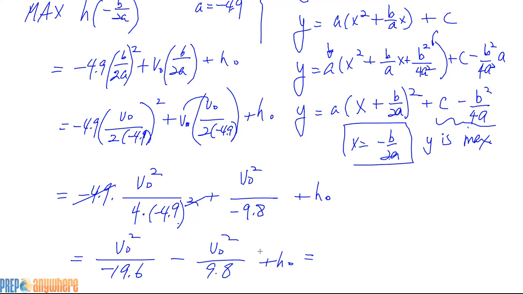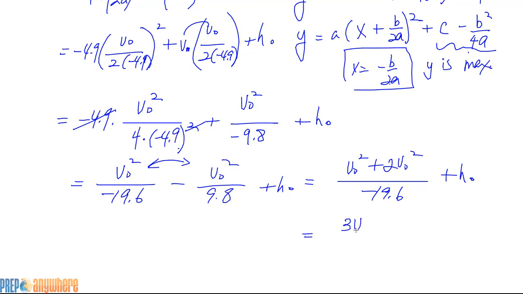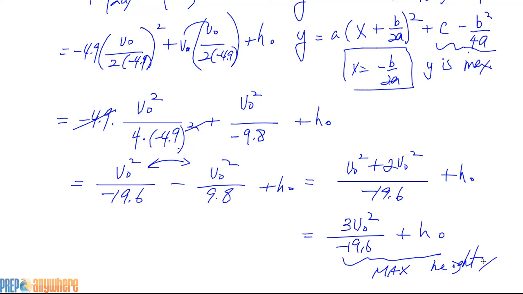Okay, and we can combine these two expressions with a common base of minus 19.6. So we're going to have v0 squared plus 2 of v0 squared, plus h0. So we get 3 v0 squared over minus 19.6, plus h0. This is the expression that I'm looking for. Okay, this right here is the expression for maximum height.